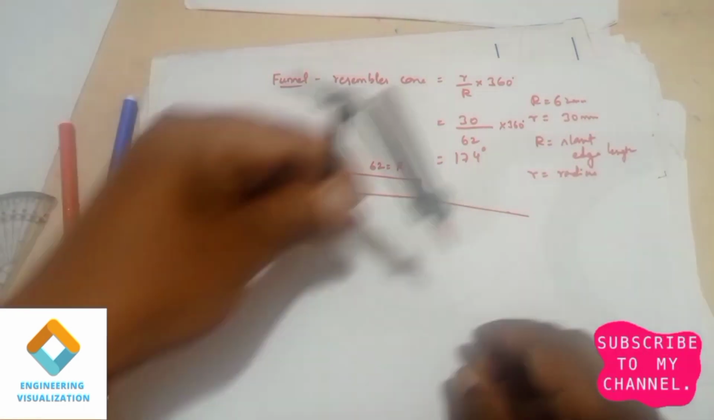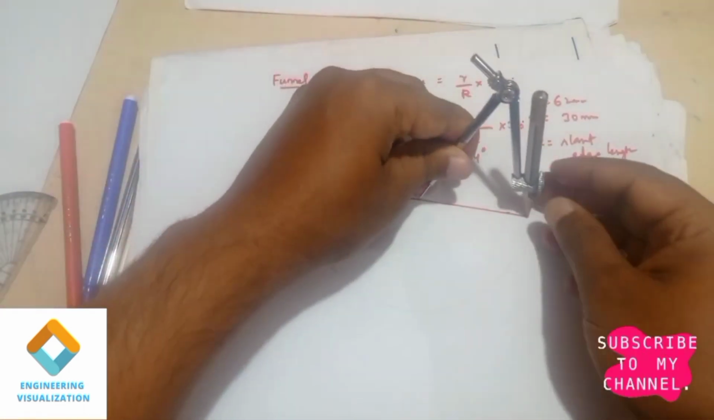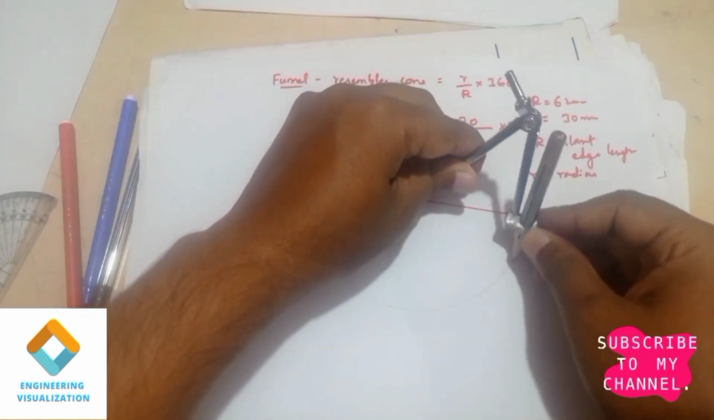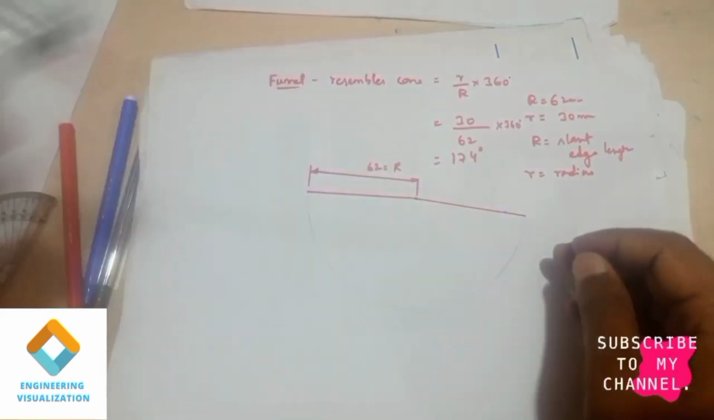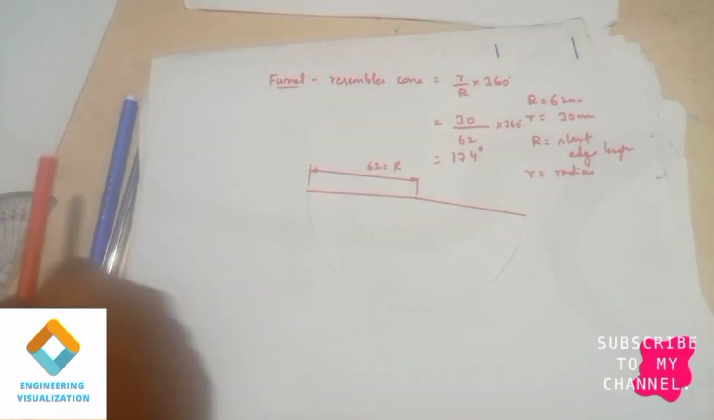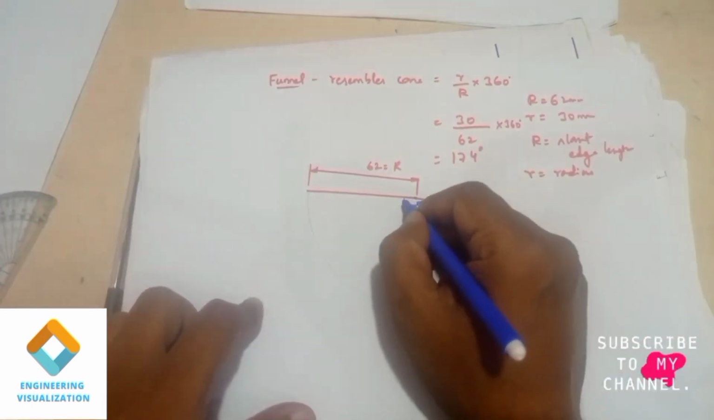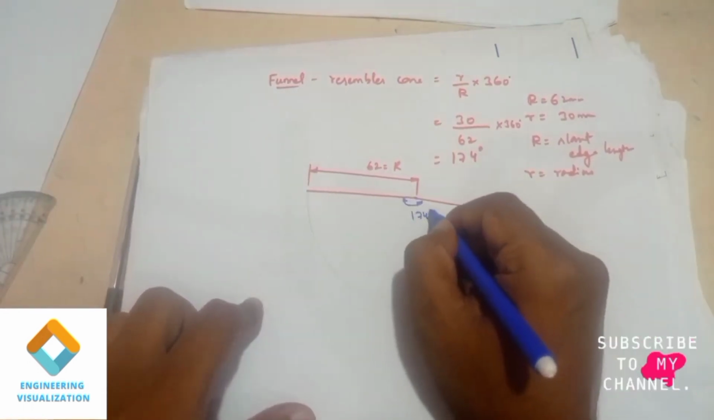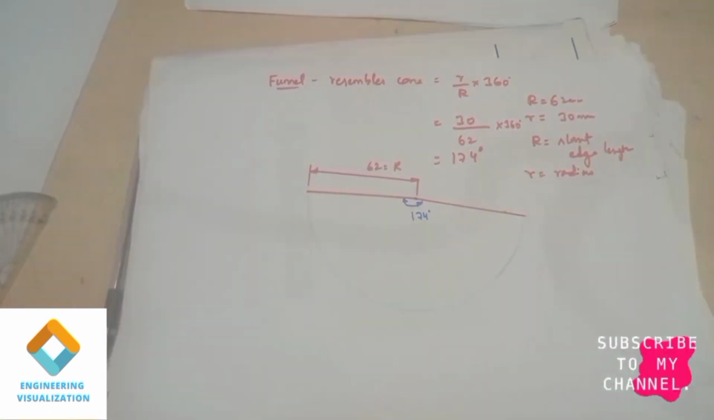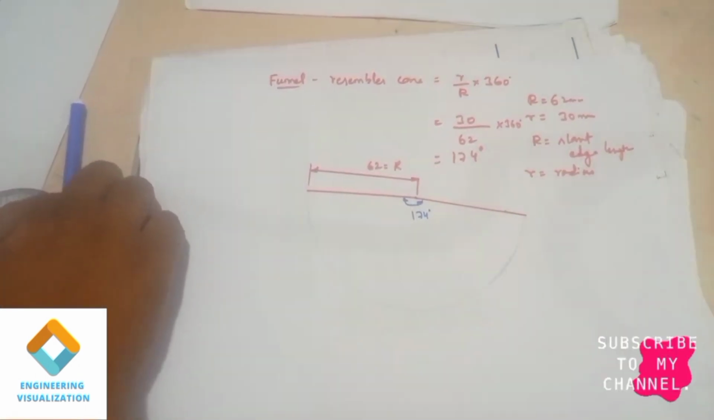Now complete the arc. Now here the length we should be drawing, that is the visible part of that funnel, that is 29 mm we need to mark.